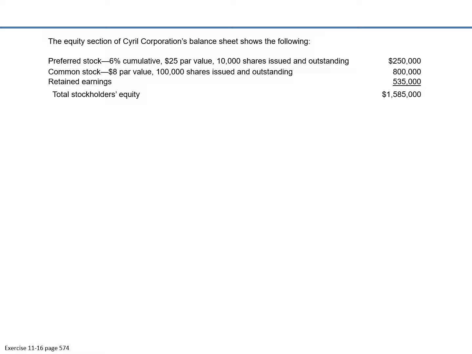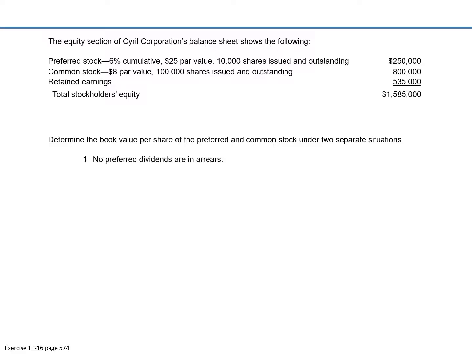All right, exercise 11-16. The equity section of Cyrell Corporation's balance sheet shows the following. Preferred stock, 6% cumulative, $25 par, 10,000 issued and outstanding. Common stock, $8 par, 100,000 shares issued and outstanding. And then retained earnings, for total equity of $1,585,000. They'd like us to determine the book value per share of the common and preferred stock under 2 separate situations.